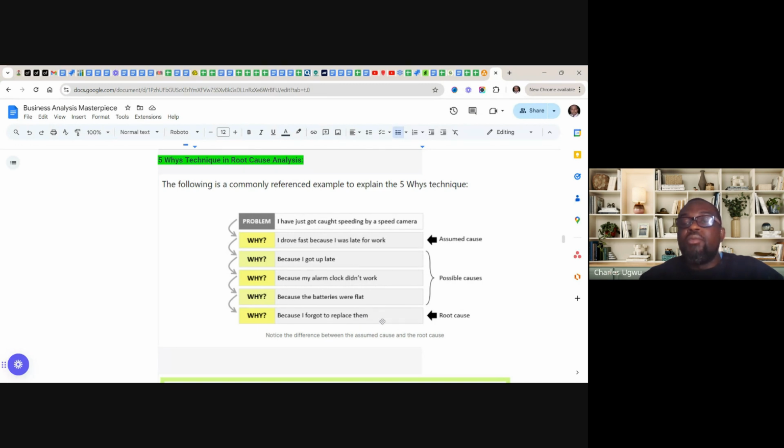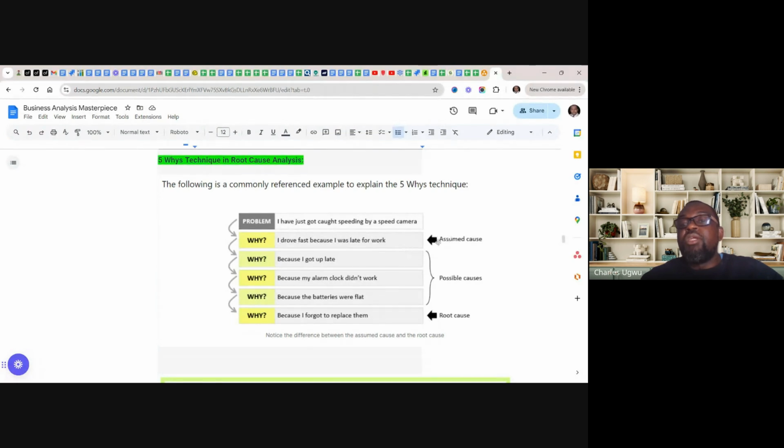And what do you do at this point? You go and buy a new battery and put it in your alarm clock, and make sure you check that the battery doesn't get flat. Because anytime the battery gets flat, you are likely to get another ticket from the speed camera, because you'll be late and you'll be driving fast.